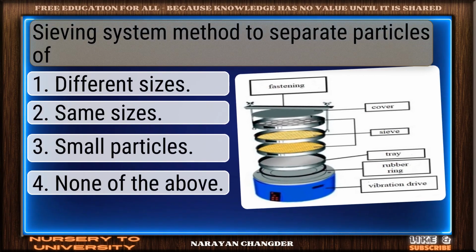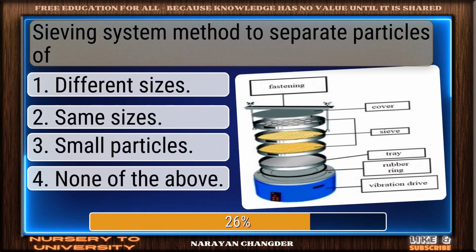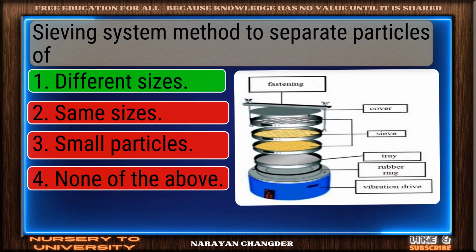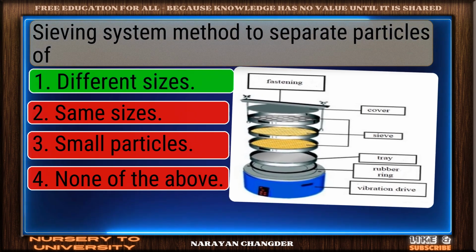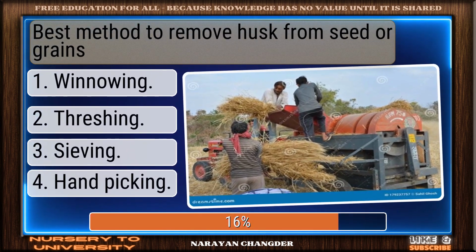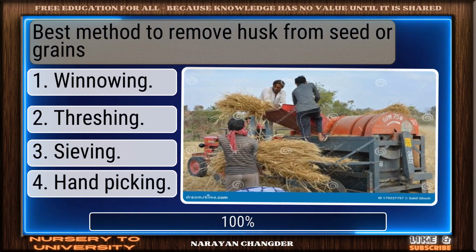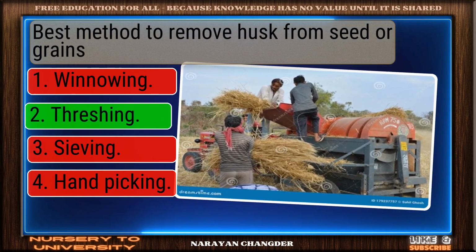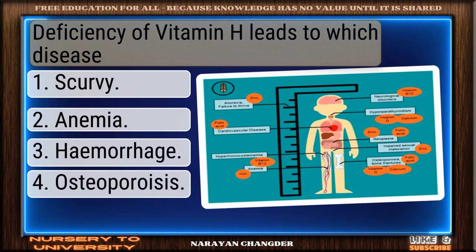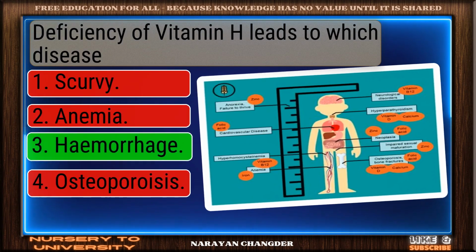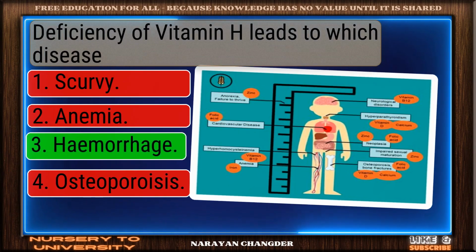Sieving is a method to separate particles of. You got it. Your choice different sizes is right. Best method to remove husk from seed or grains. Well reasoned. Threshing is the correct choice. Deficiency of vitamin K leads to which disease? Perfect. Hemorrhage is the correct choice.